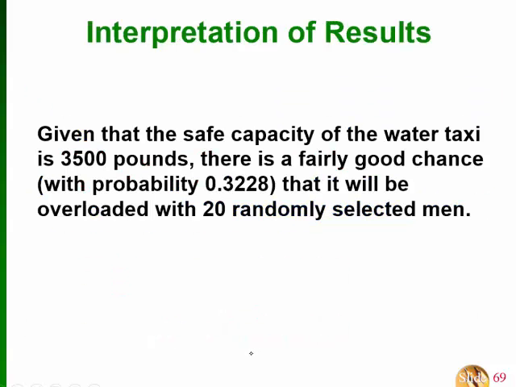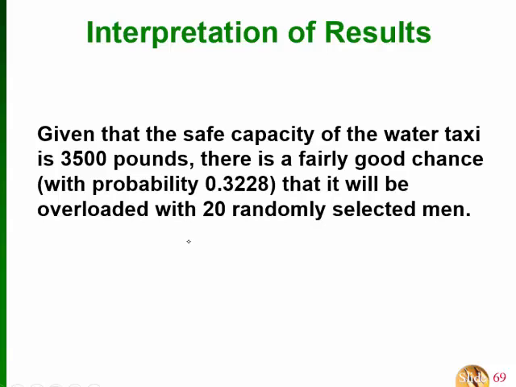So more interpretations. Given the safe capacity of the water taxi to be 3,500 pounds, there's a fairly good chance, and they measure the chance by the probability of 32.28%, there's a fairly good chance that it will be overloaded with 20 randomly selected men. Okay.